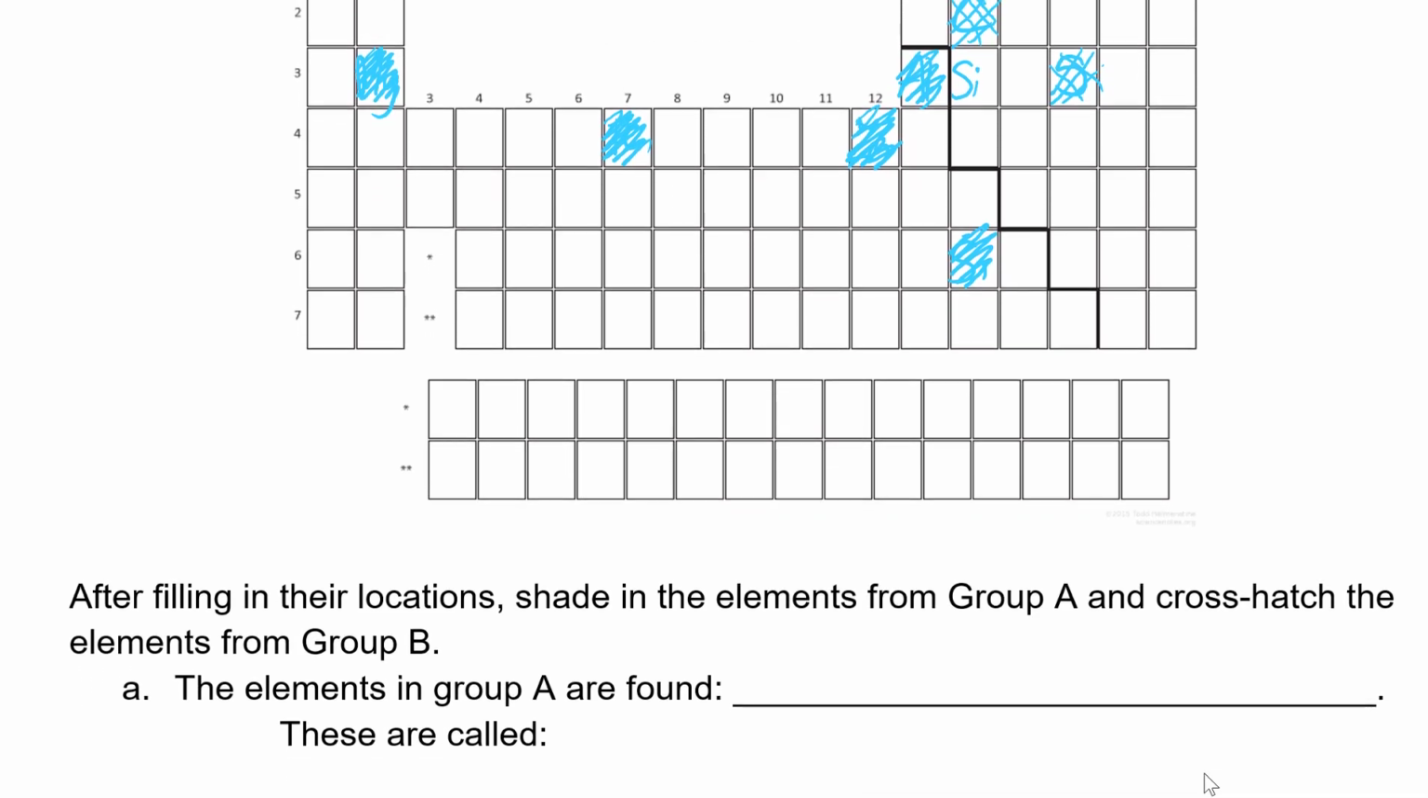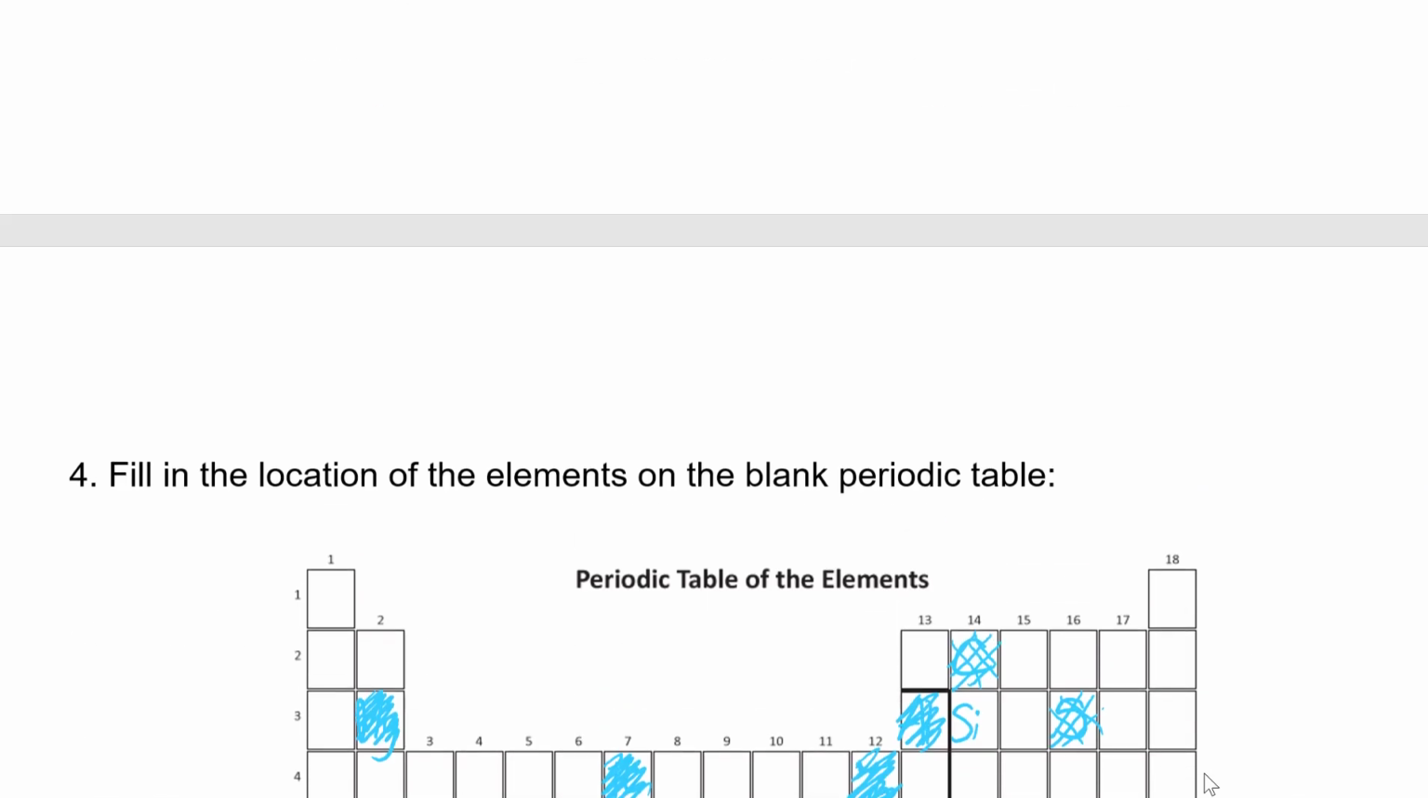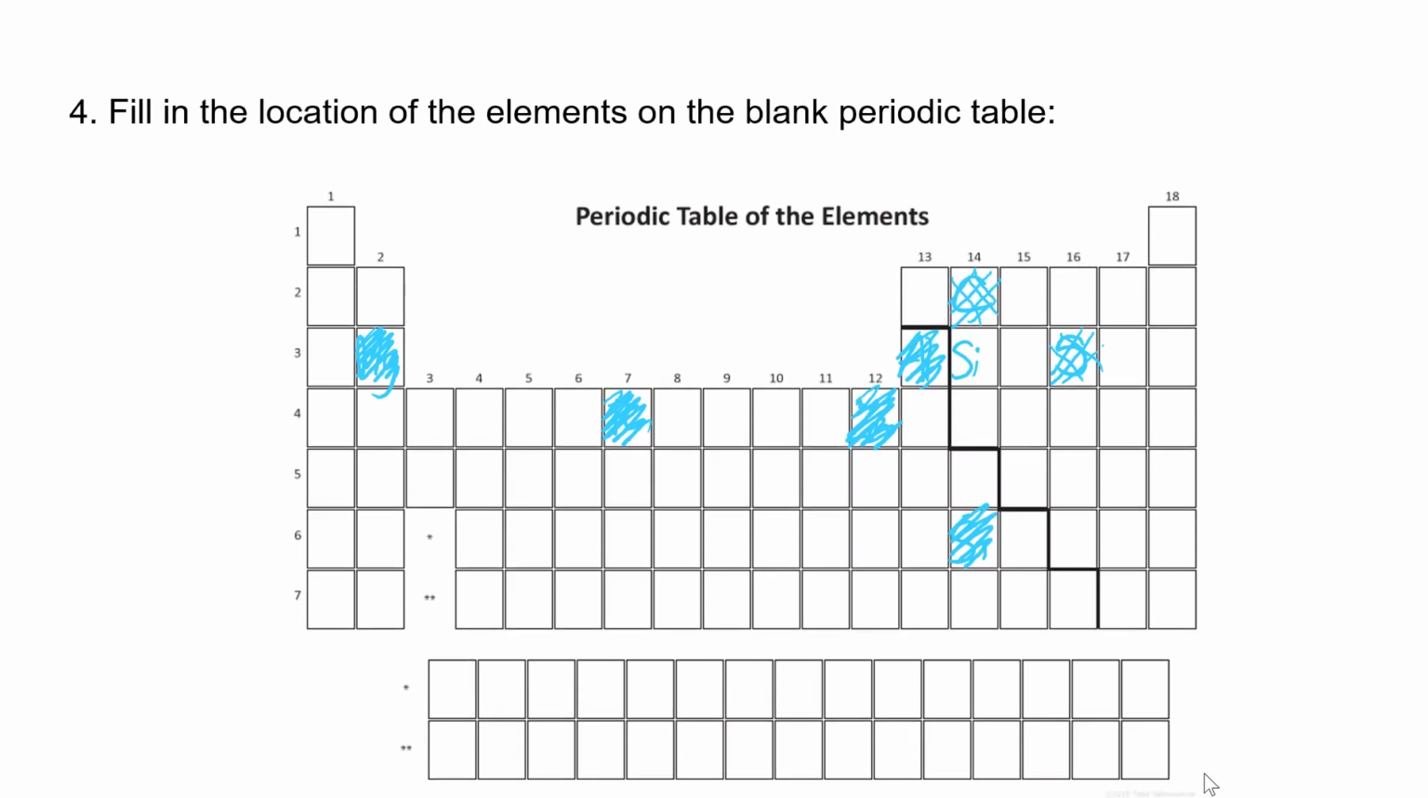And the elements in group A are found... So you can see basically that we're separating the periodic table into two halves, and the separation is about right here. Now, the steps are actually incorrect on this blank periodic table. I apologize for giving you this incorrect periodic table here, where you can see that I'm drawing the steps in. The steps are not an official term, it's just they look like steps, so I call them steps.